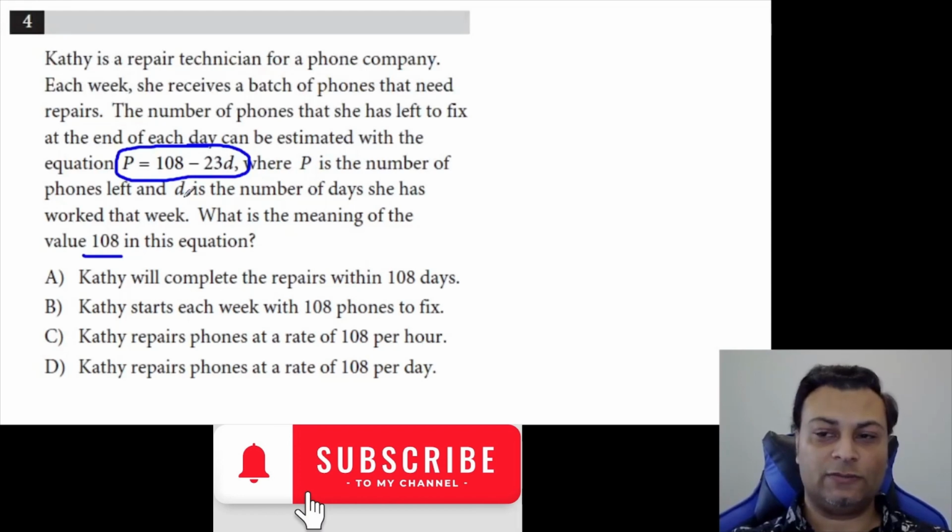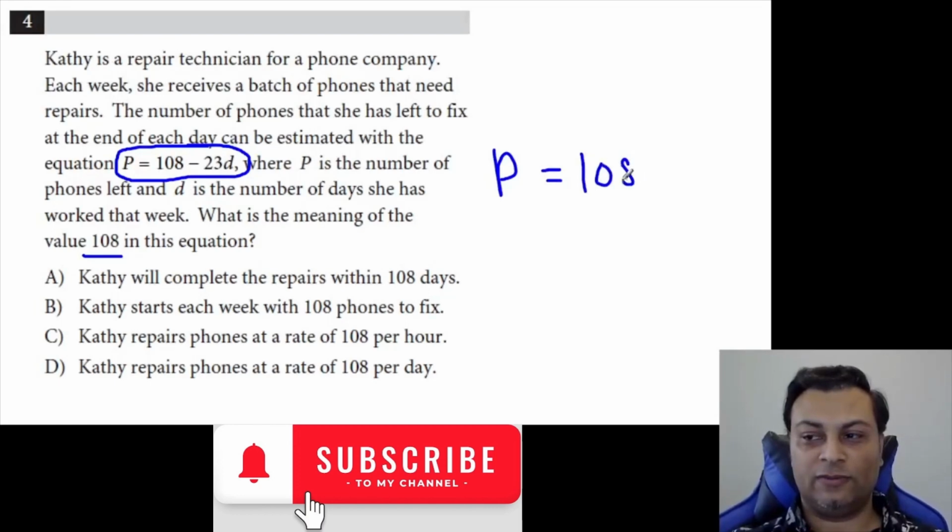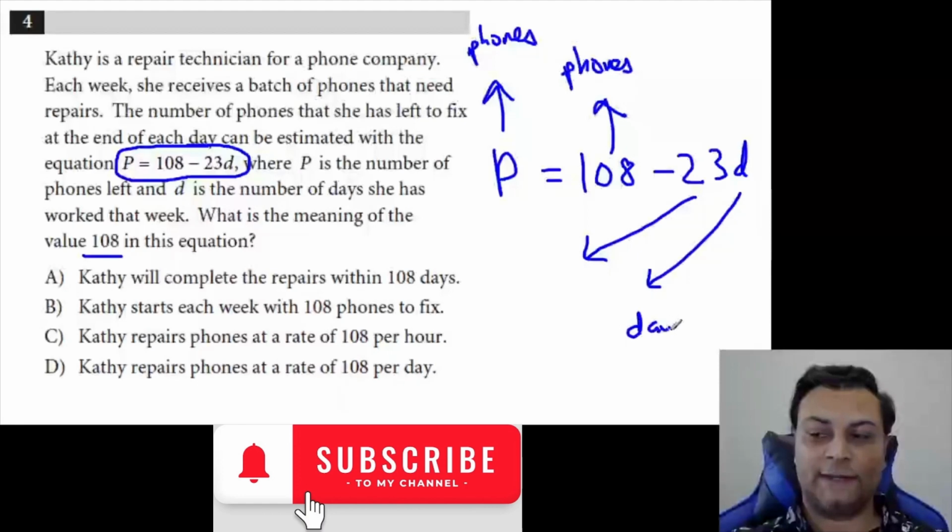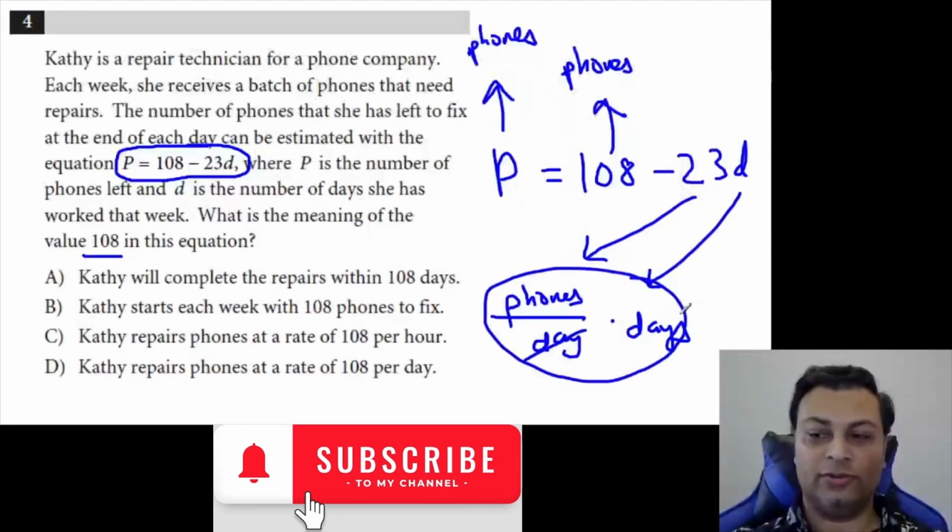So the units have to be consistent, which means that if P has a unit of phones, then everything has a unit of phones. So this 108 has a unit of phones. You might be wondering, what about this 23D? That too has a unit of phones, because the D has a unit of days, and the 23 has a unit of phones per day, which is why when you multiply those two, you do get a unit of phones. So the units are consistent. It's phones all throughout. So this 108 has units of phones.